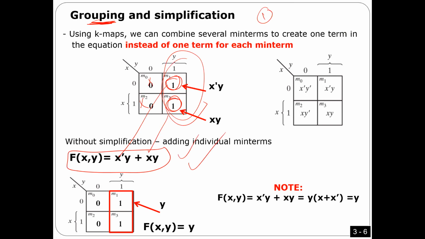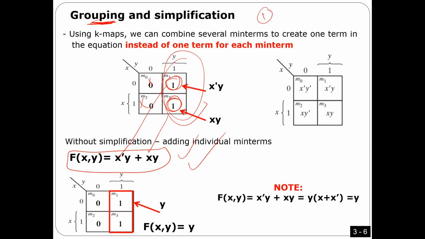Number 1, you have to cover all the ones to get a correct function. But this doesn't guarantee you are going to get the most simplified one. This one is correct, but it's not the most simplified one. To be the most simplified, 2 things. Number 1, I have to minimize the number of groups, because by minimizing the number of groups, I'm going to minimize the number of terms. For every group, we're going to have 1 term. In this case, I make this one a group and this one a group. That's why I have 2 terms here.